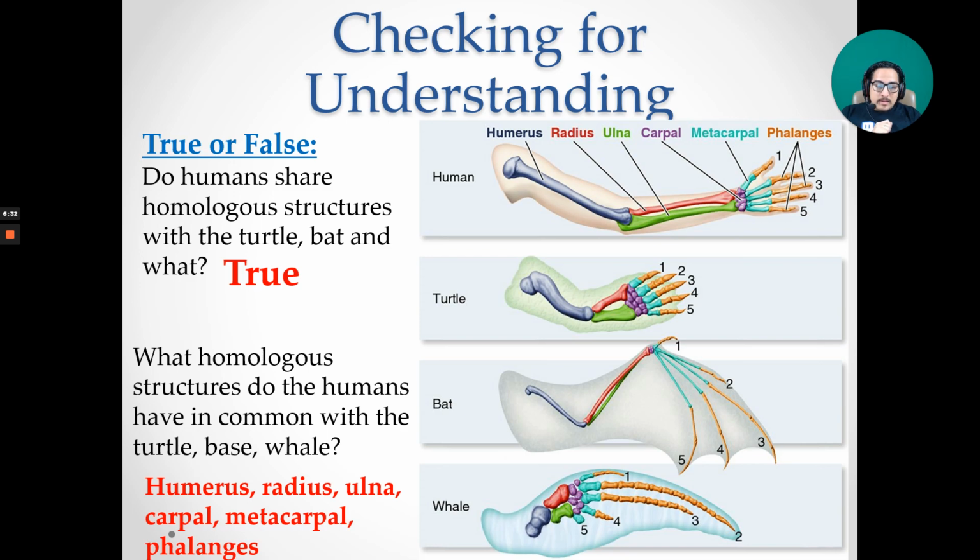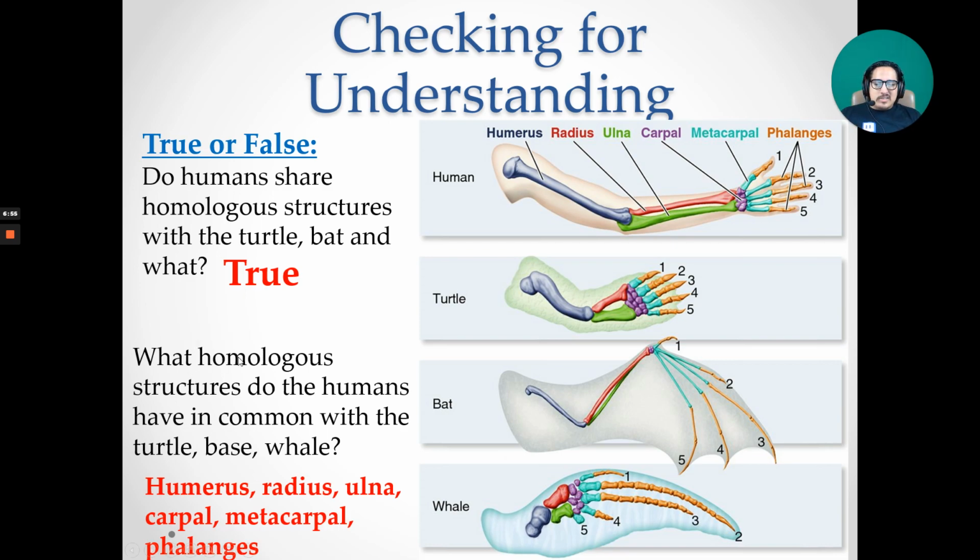What about the bat? Same. They have the same type of bones. Look, they're color coded right here. Obviously, the one with the wings is super long because they need them. Even the whale is huge, and it has the same number of bones that we do. So you can say that this is evidence that we all come from the same thing.